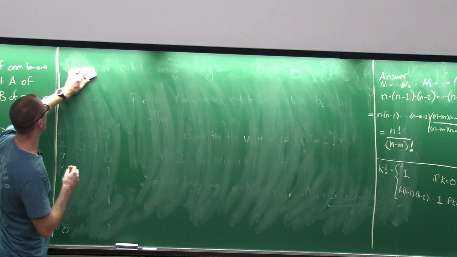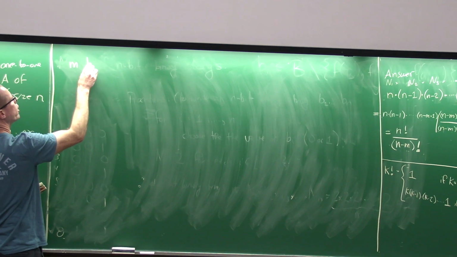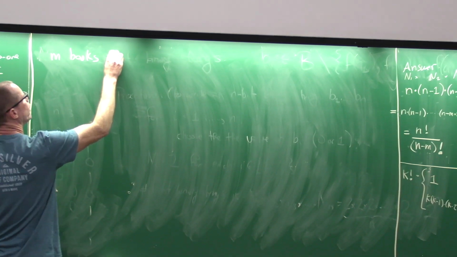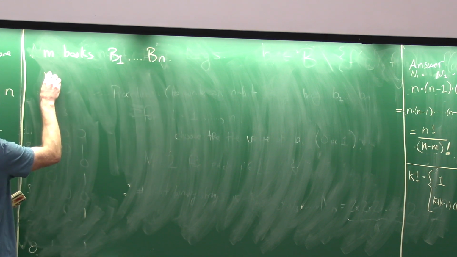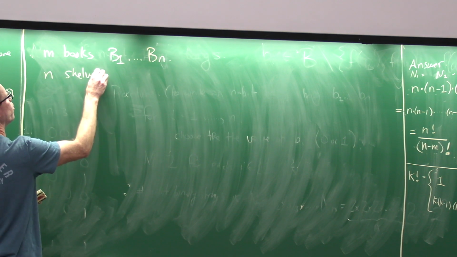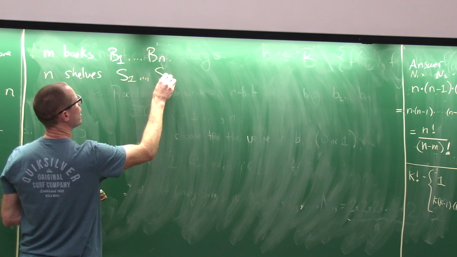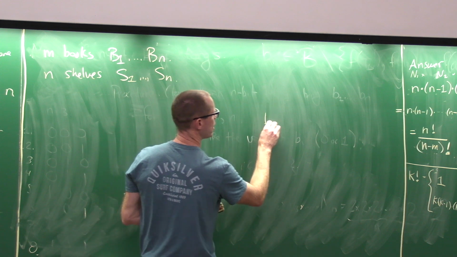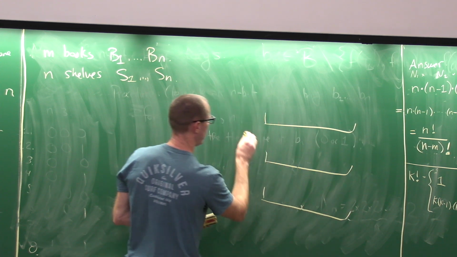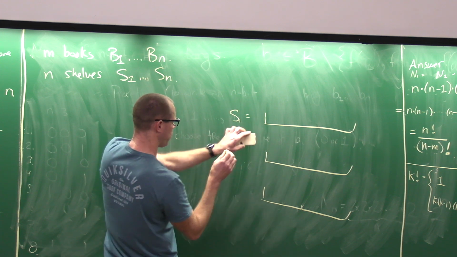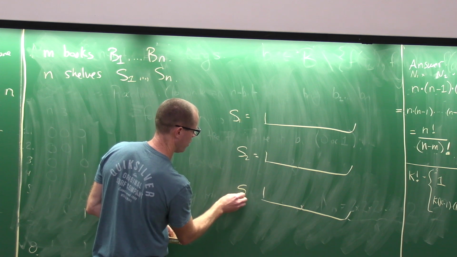So here's the problem. We have M books called B1 to BM, and we have N shelves, so bookshelves, call them S1 to Sn. Picture looks like this. Question. Yep. Can we use pigeonhole principle for this question? You can use pigeonhole principle anytime you want, anytime it's applicable.